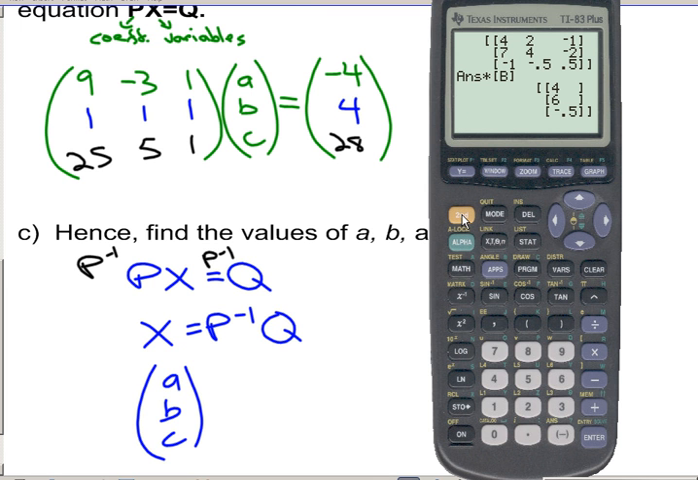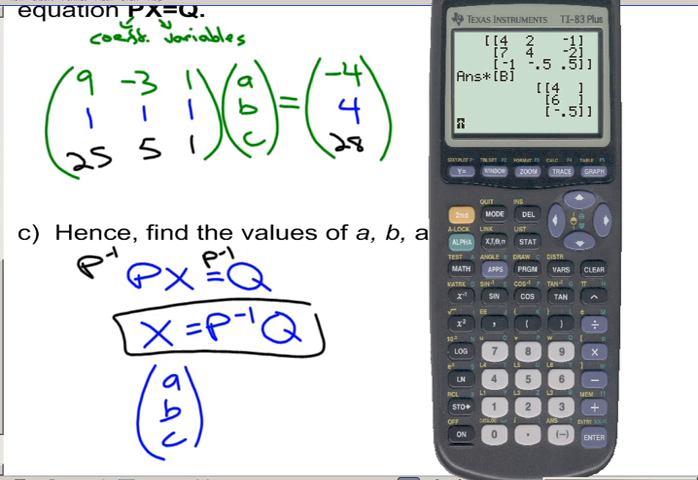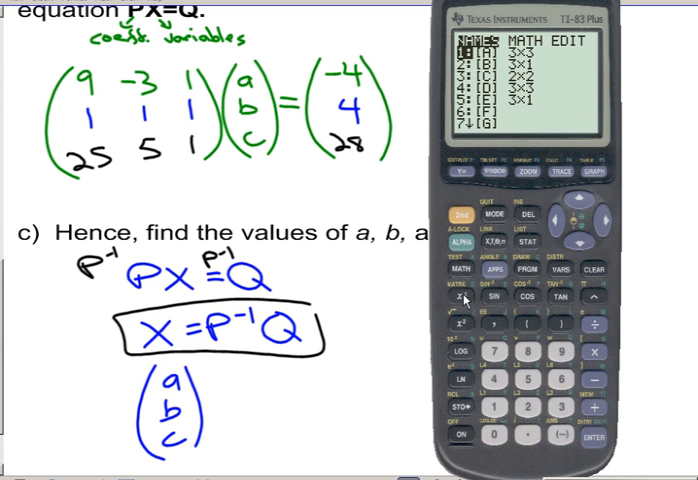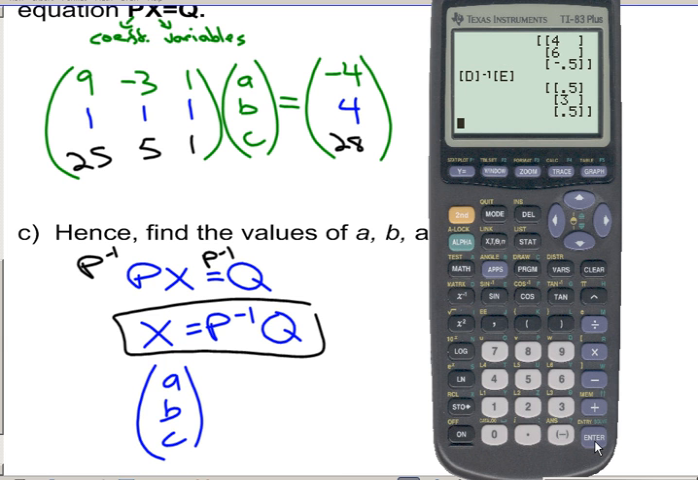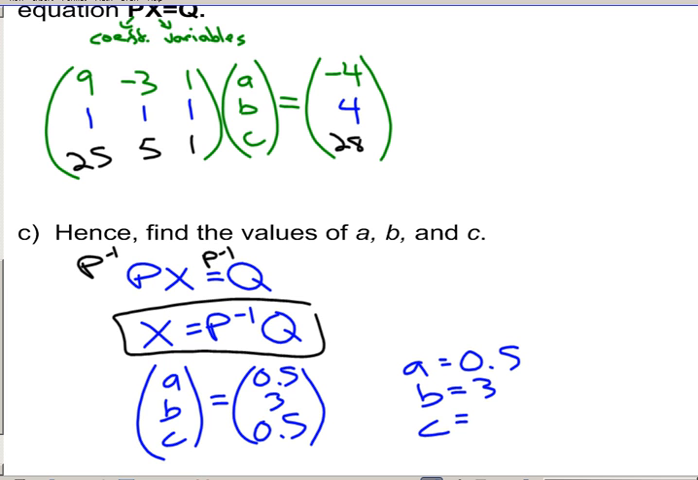Okay, so now we're actually going to do this step over here. Multiply the inverse of P, which for me was the letter D, times the matrix Q, which for me was the letter E. And we get our nice result, 0.5, 3, and 0.5. So that tells us that a is 0.5, b is 3, and c is 0.5. In other words, a quadratic of this form goes through the 3 points that were initially specified. And you could use your GDC to check that.